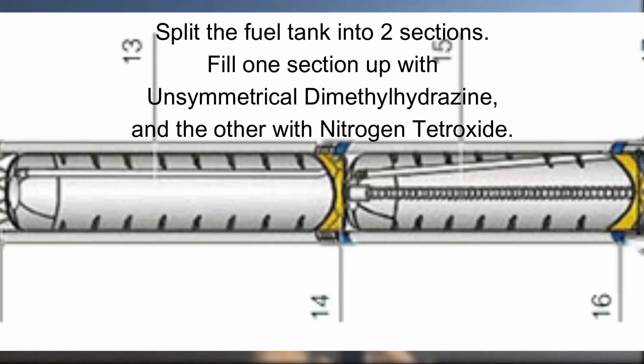Split the fuel tank into 2 sections and fill one section up with unsymmetrical dimethylhydrazine and fill the other section up with nitrogen tetroxide. These fuels are hypergolic, which means they explode immediately upon contact, which means that engines that use these fuels don't need ignition systems. Be especially careful with unsymmetrical dimethylhydrazine. This stuff is more toxic than YouTube clickbait.